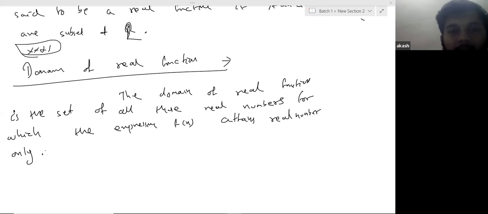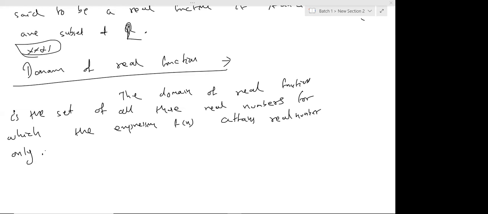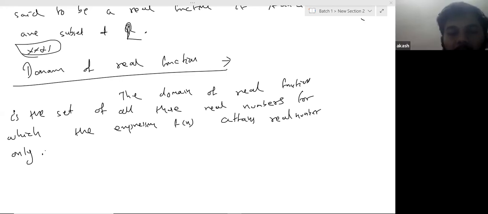All right. See, the simple meaning of this is, what are the values of x that we can put in the function so that we only get the real values or real numbers, right? Nothing like infinite or complex numbers, anything like that. All right. That is why it is called a real function.